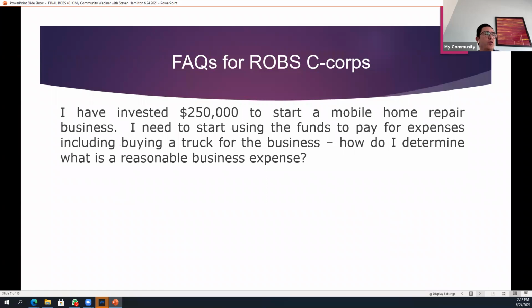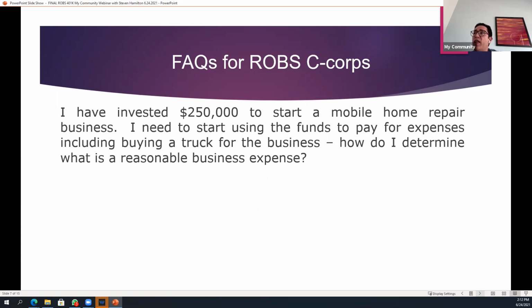Great. Next question. I've invested $250,000 to start a mobile home repair business. I need to start using the funds to pay for expenses, including buying a truck for the business. How do I determine what is a reasonable business expense?